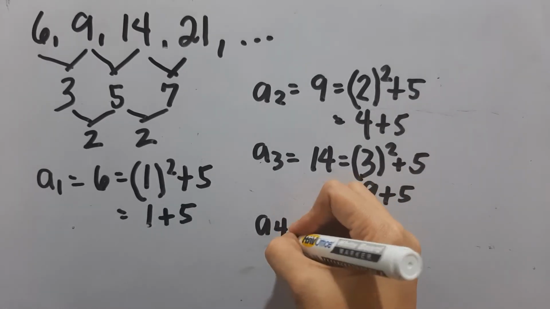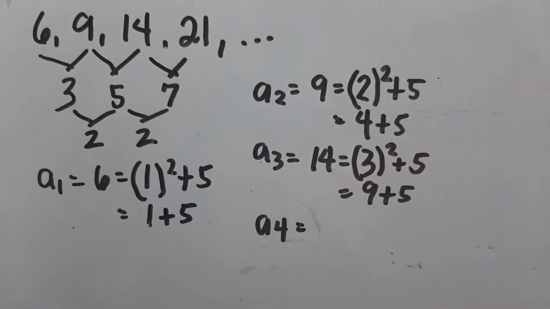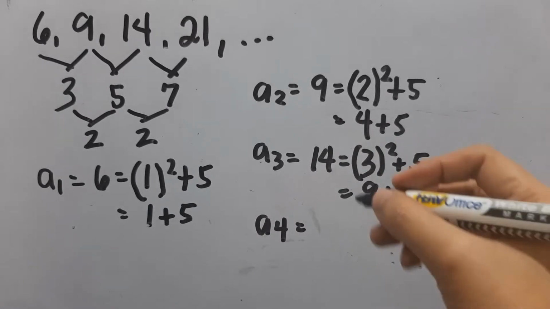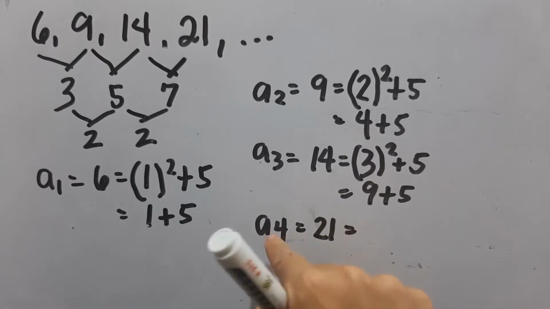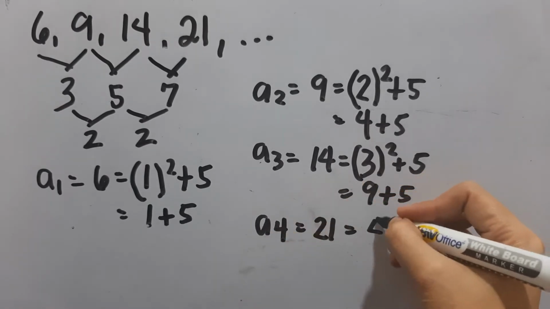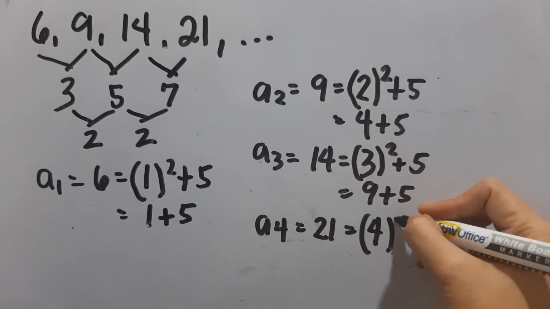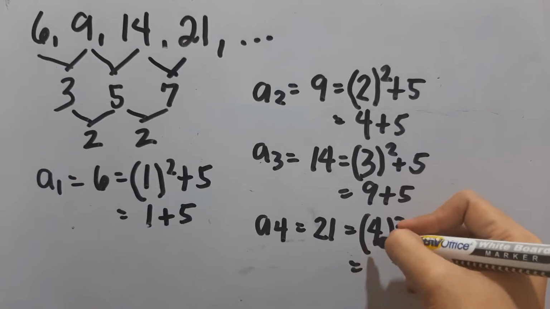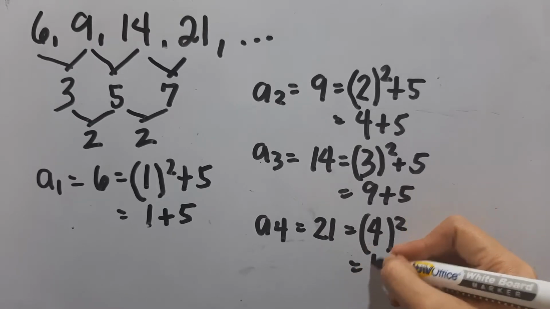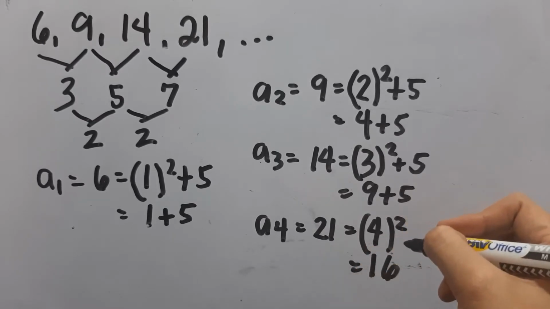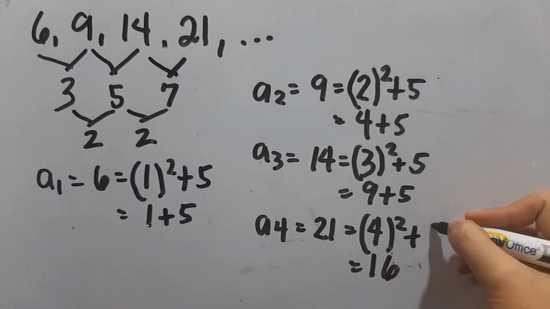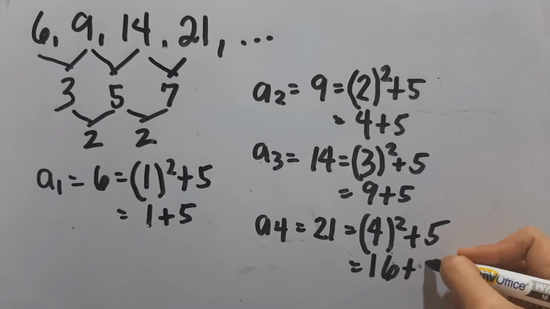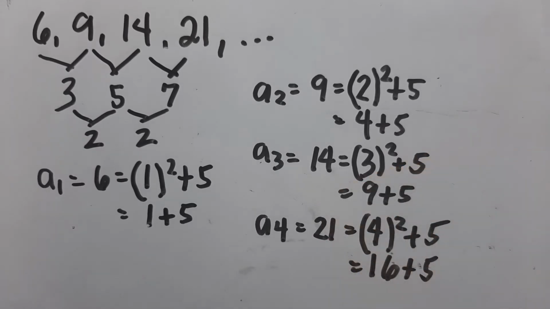Doon naman tayo sa fourth term. Ang kanyang fourth term naman ay 21. So, yung maliit na number, siya na naman ang i-square natin. Ano yung 4 squared? 4 times 4, tama, 16. Ilan ang kulang ni 16 para maging 21? Tama, kulang siya ng 5. Kasi 16 plus 5 is equal to 21.